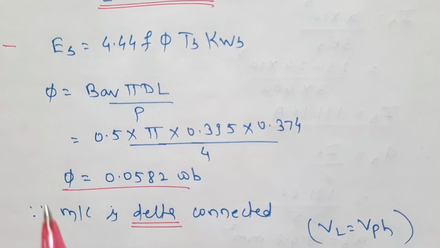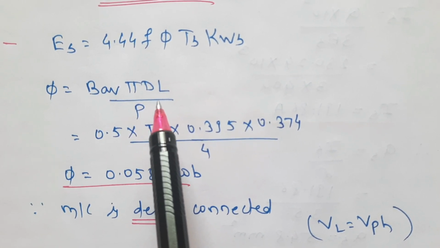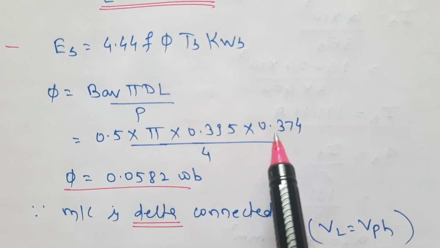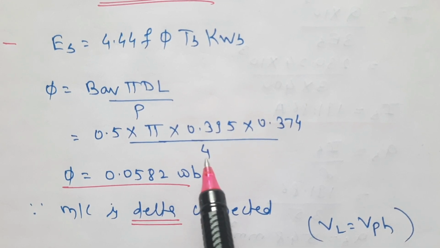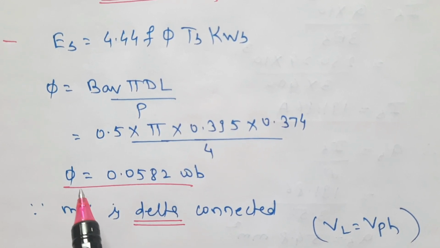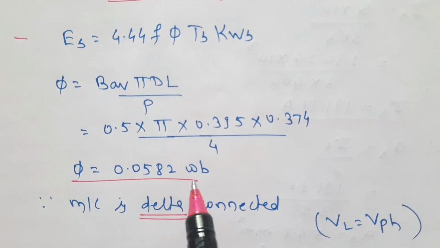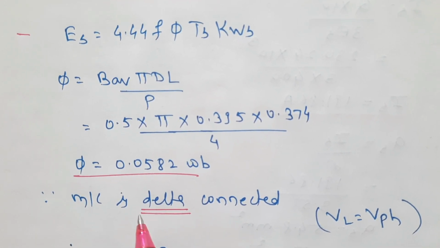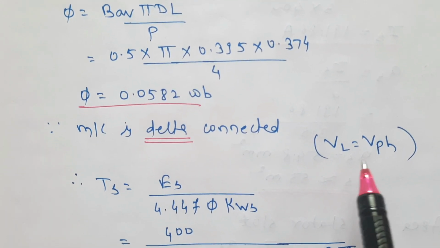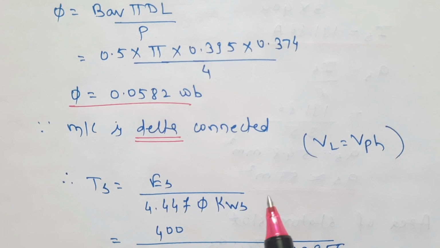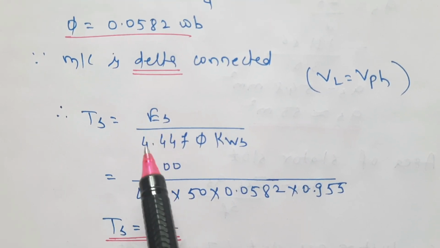Therefore, phi is equal to, the value of BAV is 0.5, pi as it is, d and L we know, d is 0.395 and L is 0.374, divided by number of poles, that is 4. By solving this, we will get the value of phi equal to 0.0582 Weber, since flux is in Weber. Now, the machine is delta connected as given, therefore line voltage is equal to phase voltage, VL is equal to VPH.